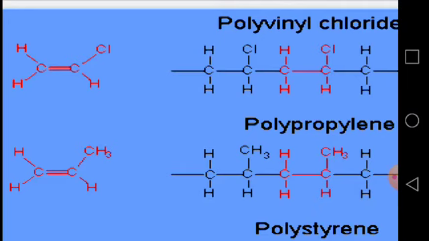Here is another example, polypropylene. This is one unit of propylene. This propylene also has a double bond.